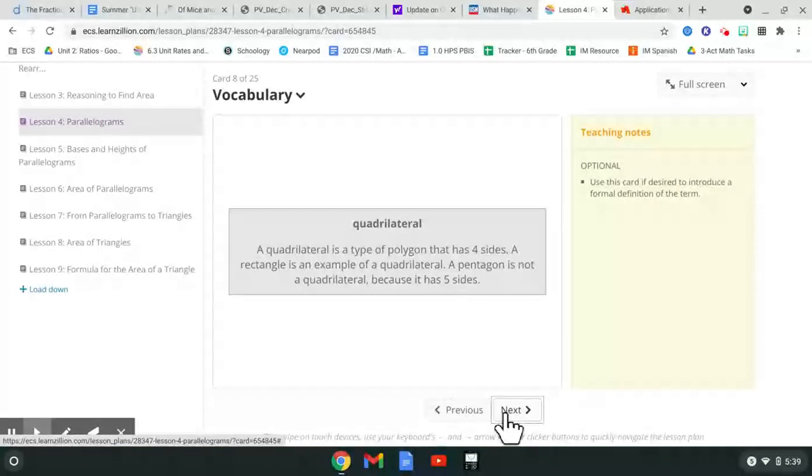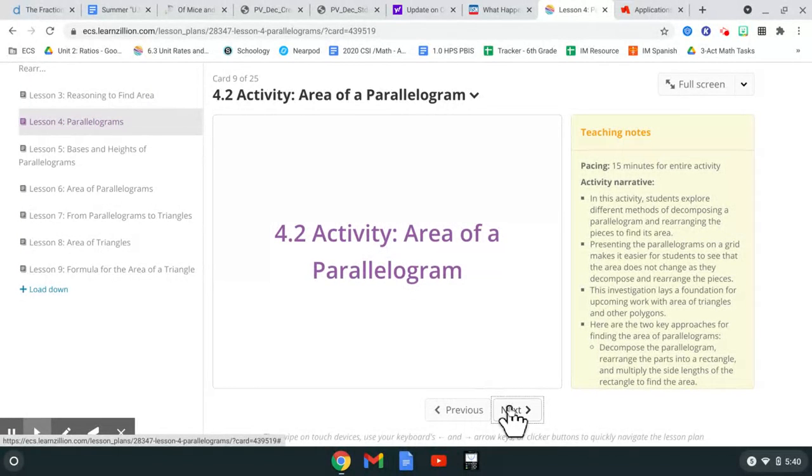Okay, quadrilateral, we already said it. It's 4 sides. So why was the pentagon not a quadrilateral? That's because a pentagon only has 5 sides. A hexagon has 6 sides. So they would not be quadrilaterals. Sorry if I called it a pentagon earlier.